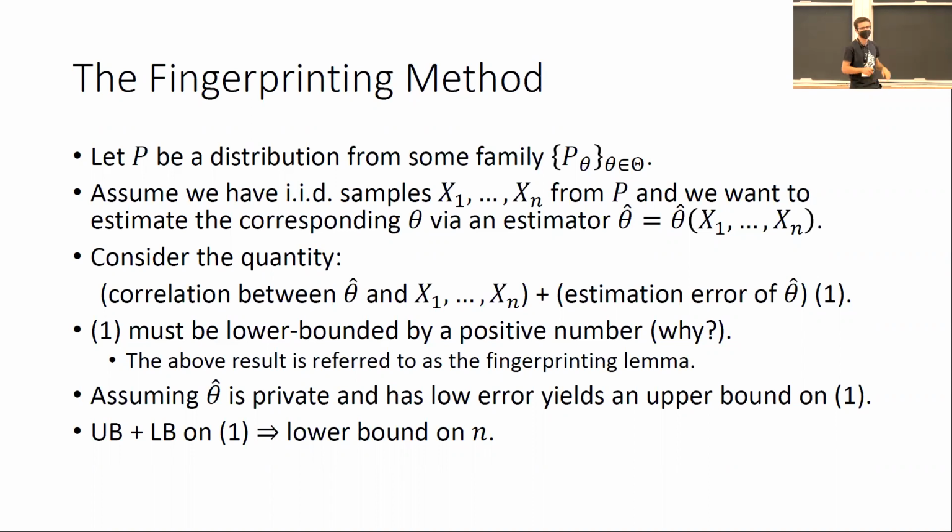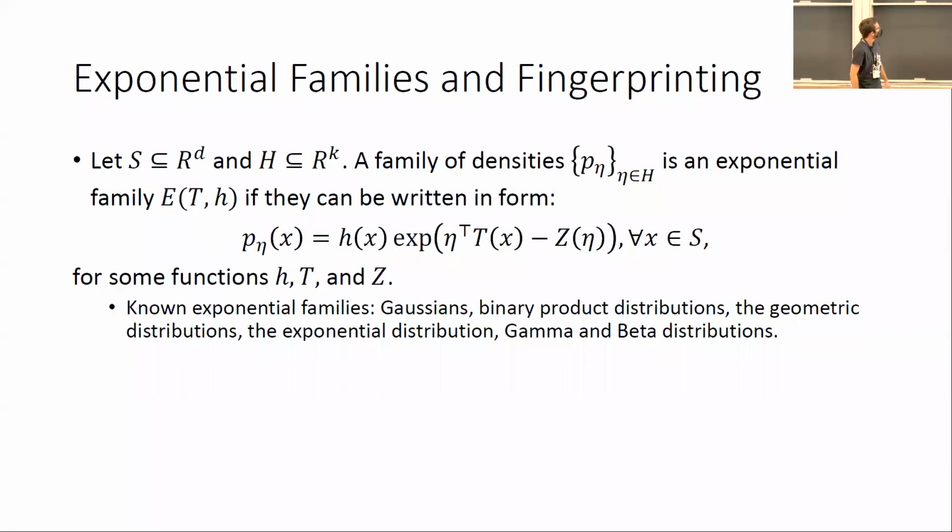In the past, this has been applied to single-dimensional distributions. And when it comes to multi-dimensional distributions, the assumption was that we have independent marginals. So essentially, people applied the one-dimensional results. What we remarked is that you can actually generalize fingerprinting to exponential families.